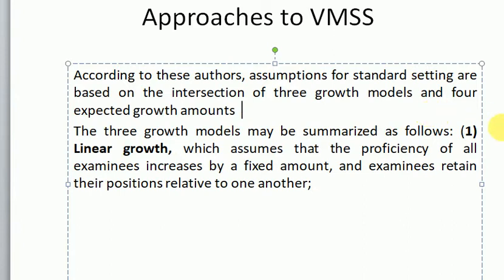Number 1, linear growth. Linear means straight upward growth, which assumes that proficiency of all examinees increases by a fixed amount and examinees retain their position relative to one another. It means their growth increases with a fixed amount or a fixed rate, and their positions remain the same relative to one another.